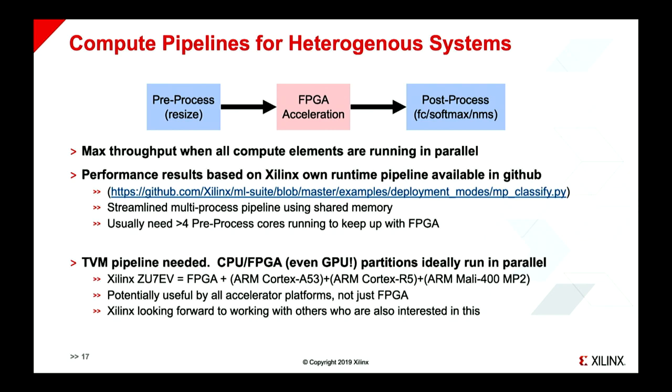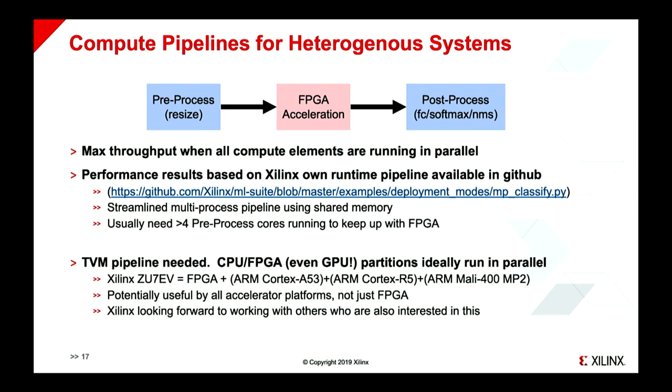But there's one missing piece that hasn't really been described yet, but we do see it as a limitation in our system performance. That is, some of our devices are quite complex internally. For example, the Xilinx ZU7 EV has an FPGA inside. It also has a Cortex A53.